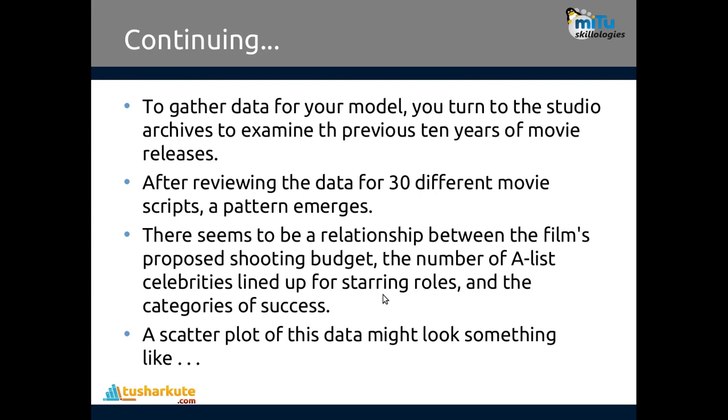It means that 2 factors are there: the budget of the movie and the number of A-list celebrities lined up for starring roles. These are the affecting factors. This will be your input variable, and the output variable is the movie success. So which movie it will be: mainstream hit, box office bust, or critical success. Okay, so how do we do this now?